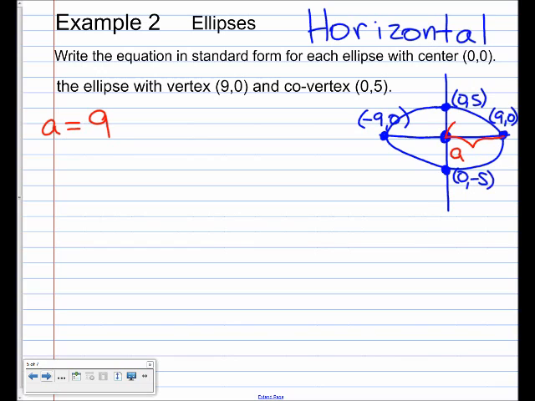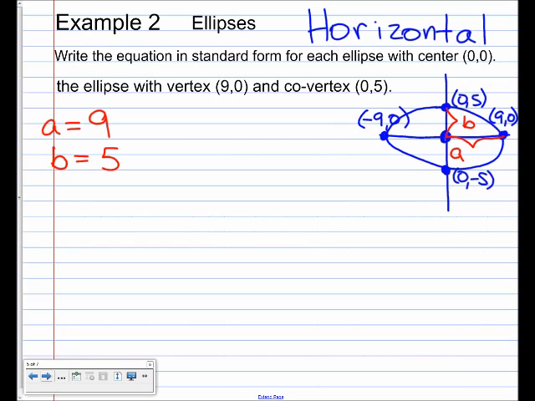Yes, more people. Thank you. Now, they're not asking for it, but what is the length of the major axis? Very good. And the minor axis? 10. So you just double A and double B. Yes? Are you going to ask that on the quiz? I don't know, maybe. I don't know. But I will ask it on the packet.